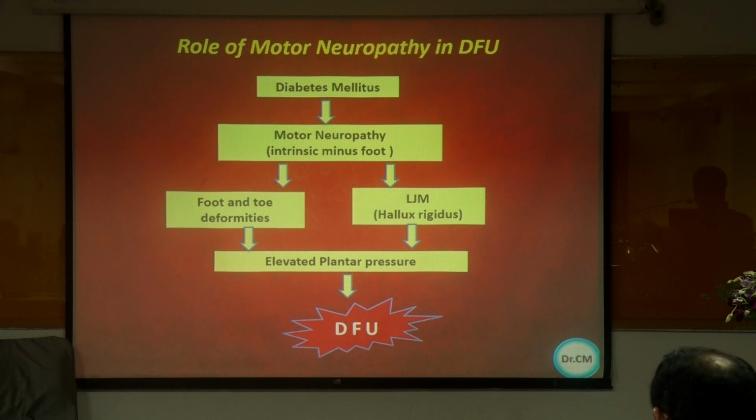This intrinsic minus foot leads to foot and toe deformities. On this side, limited joint mobility, that is hallux rigidus, in turn leads to elevated plantar pressure. The elevated plantar pressure is one of the culprits which leads to diabetic foot ulcer.